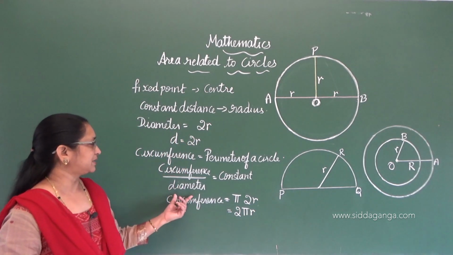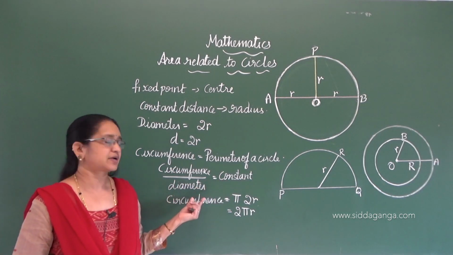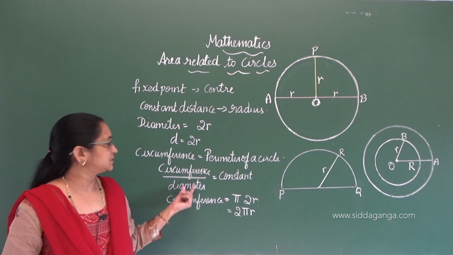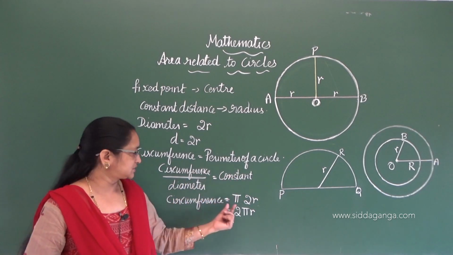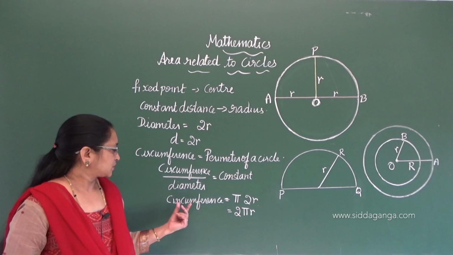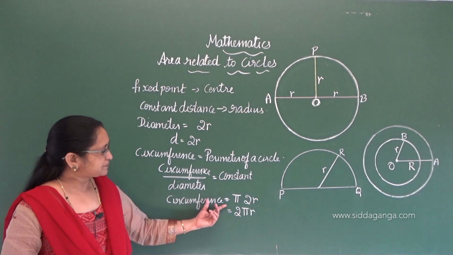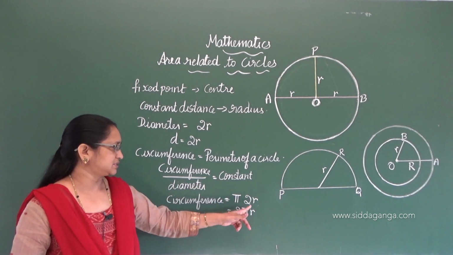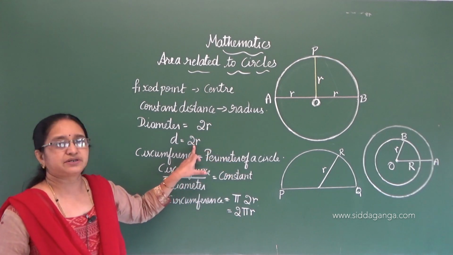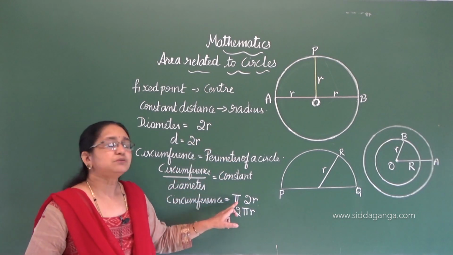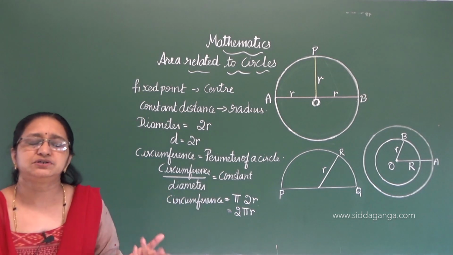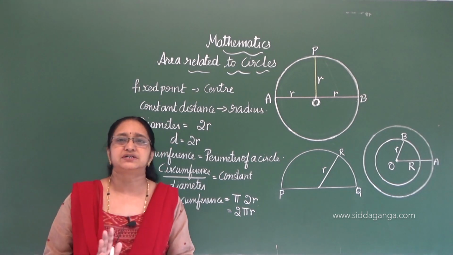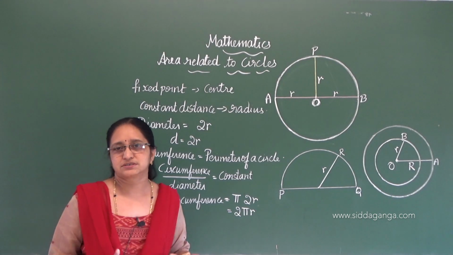Understood? Circumference by diameter is equal to a constant. You proved this in the lower class. That constant we'll take as pi here. So circumference is equal to diameter into constant. Diameter is 2r, so 2r into pi, that is, circumference is equal to 2 pi r. You all know this. We are just trying to recall all these terms.